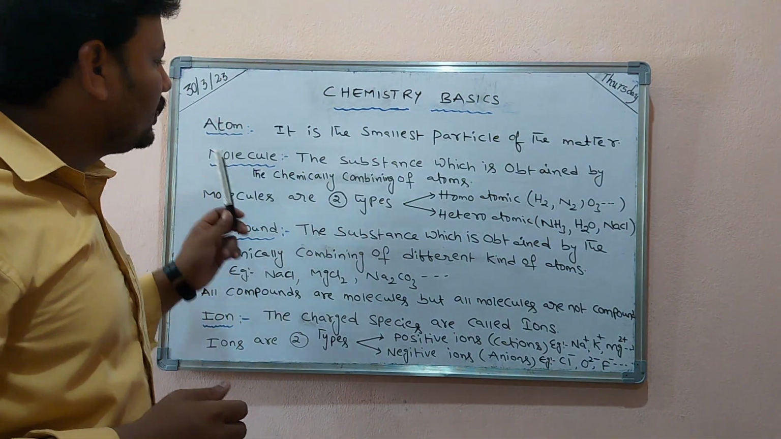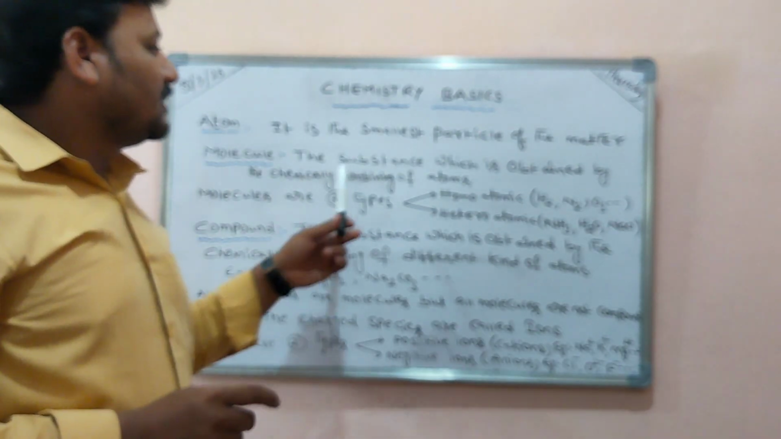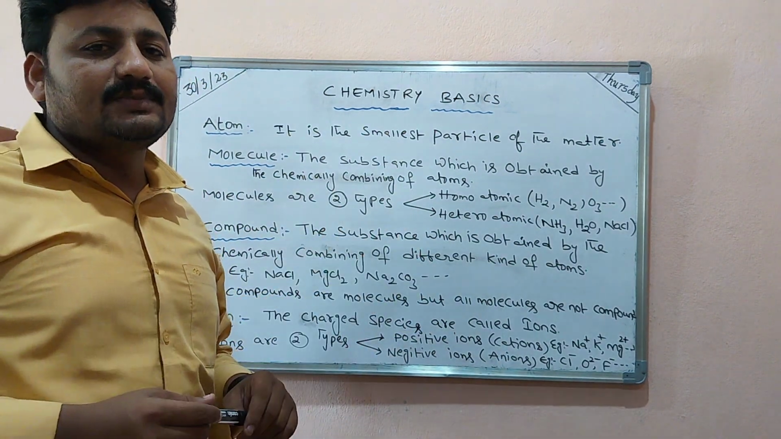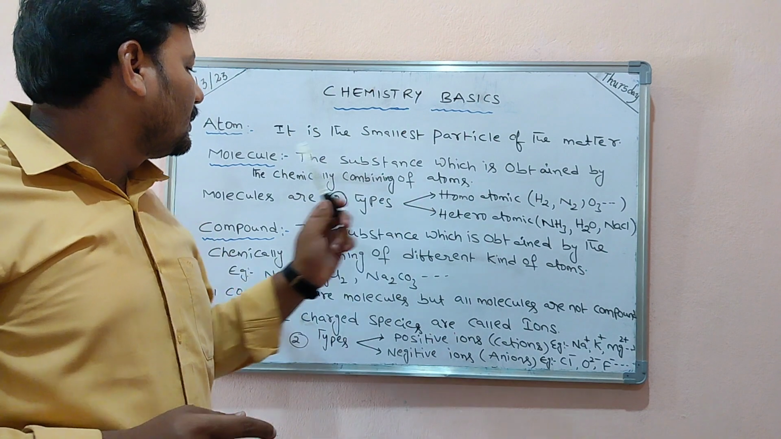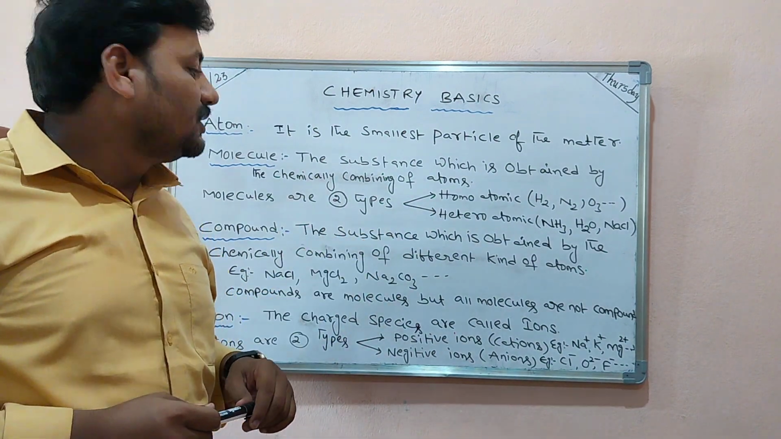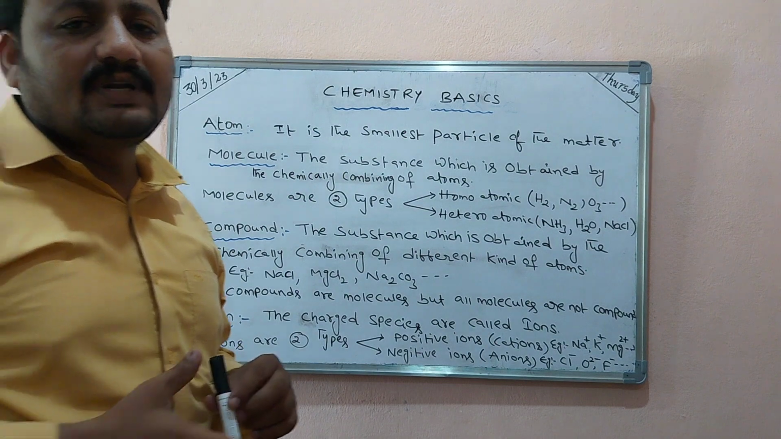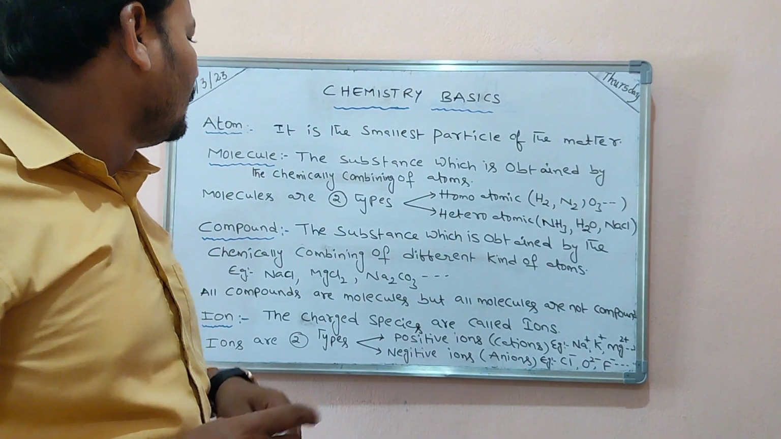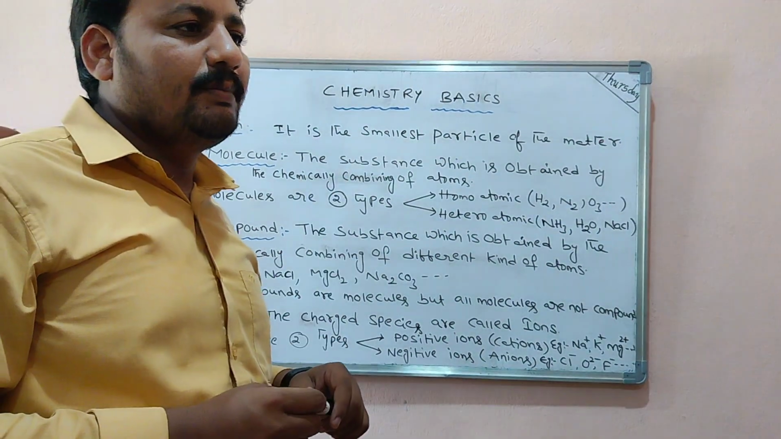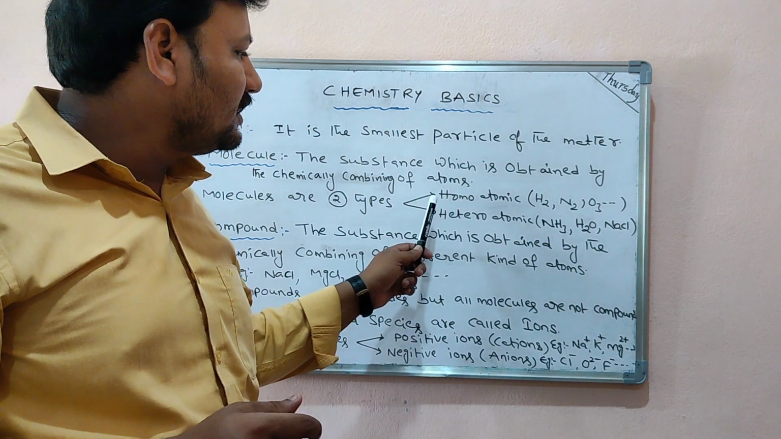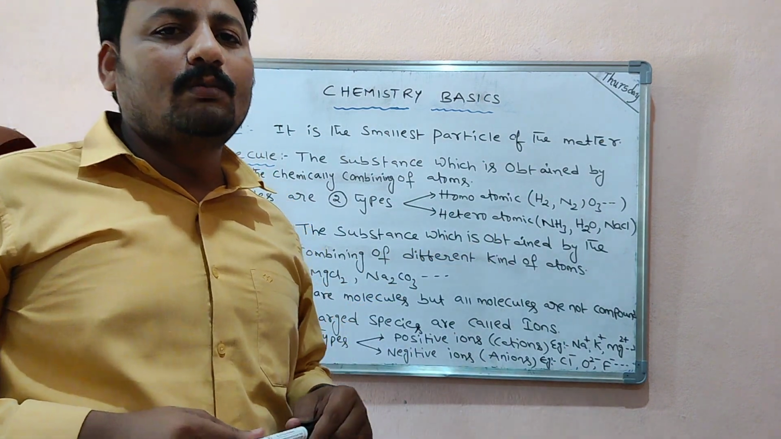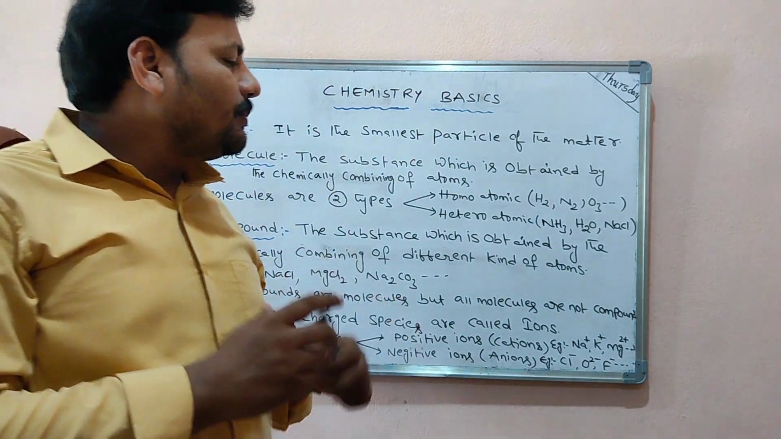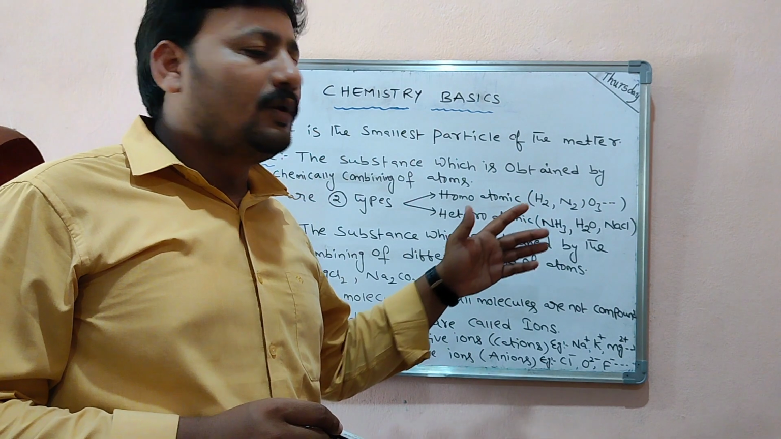Now coming to the molecule. What is a molecule? The substance which is obtained by the chemical combining of atoms. The simplest meaning is a group of atoms chemically combined. Molecules are of two types based on their combination. One is the homoatomic molecule. Homo means the same type of atoms. Same type of atoms combined together give homoatomic molecules.